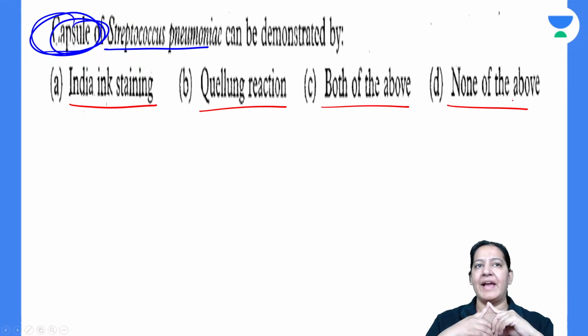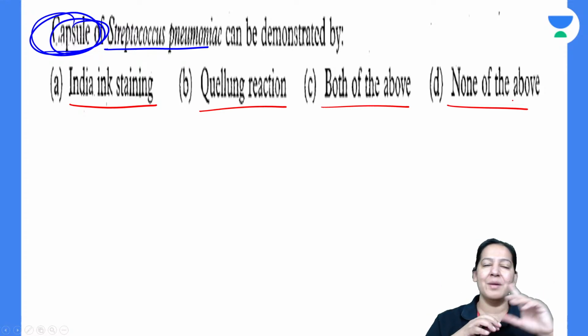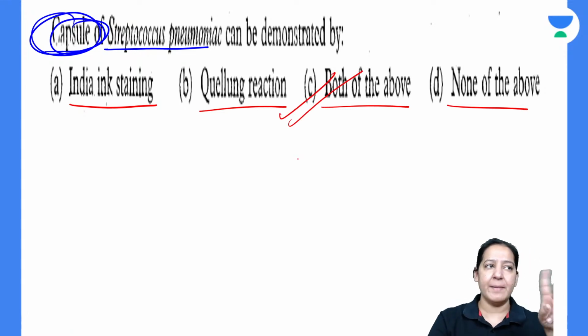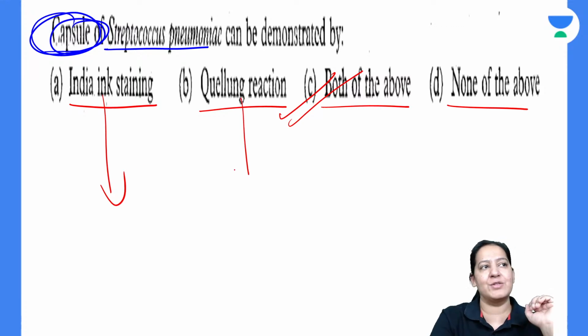So what would you like to say? India ink preparation, Quellung reaction, both or none? So no, Samir, not only B. Say C, no. It is both. We can demonstrate the capsule by two methods. Number one, negative stain, that is India ink preparation, and the second is the Quellung reaction.